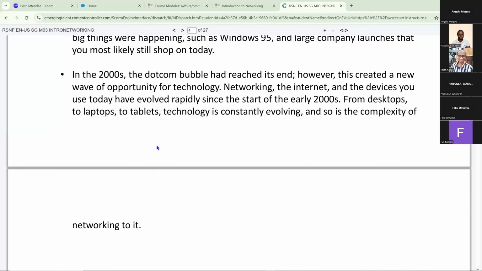Then in the 2000s, we had the dot-com bubble, and that dot-com bubble had come to its end. By dot-com bubble, we mean the emergence of companies that were now able to sell their stuff online, the emergence of many e-commerce sites. However, even in that bubble, this created a new wave of opportunity for technology. And then networking, the internet, and devices you use today have evolved rapidly since the start of the early 2000s. And you can see that even if you look at your own phone.